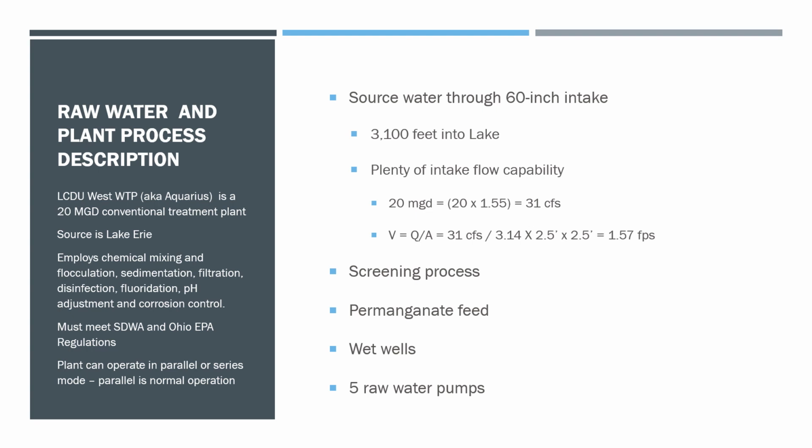So the operators at this plant understand that because they're at 8 or 9 MGD most of the time, they're going to get some pre-sedimentation because the velocity through their intake is going to be less than, say, 0.7 or 0.8 feet per second. So that's something they think about, sending a diver down there every couple of years to make sure that everything's okay. They also have a screening process, and as I mentioned, permanganate feed, wet wells, and 5 raw water pumps.